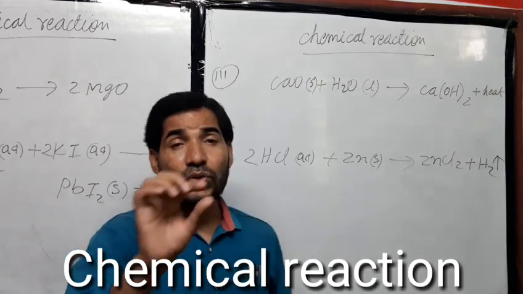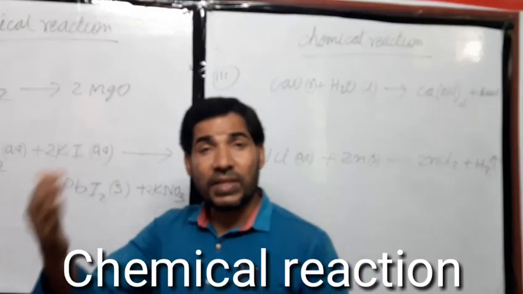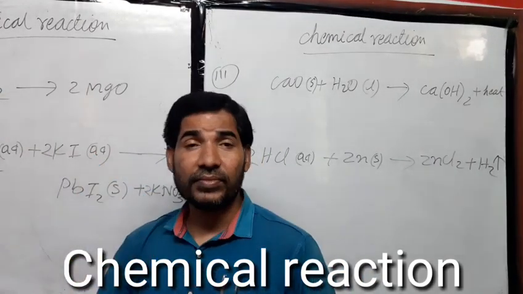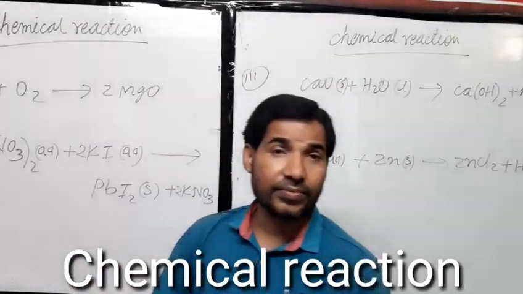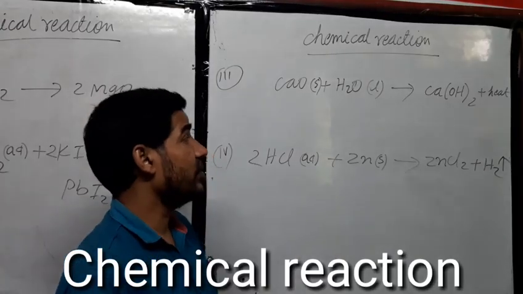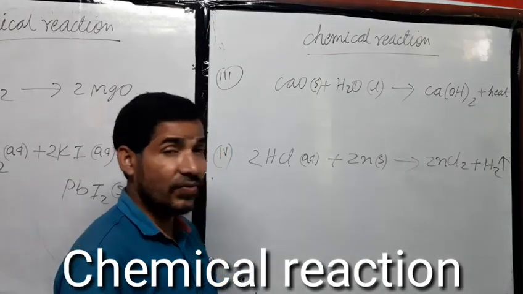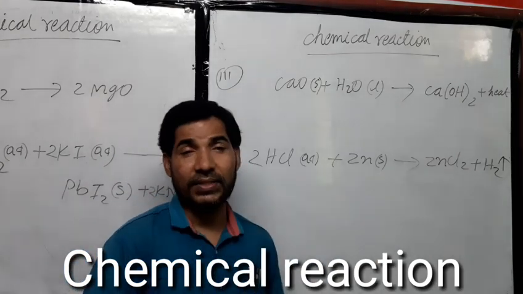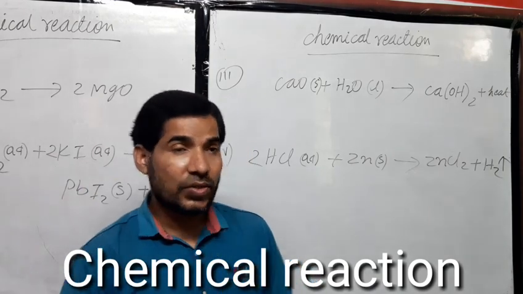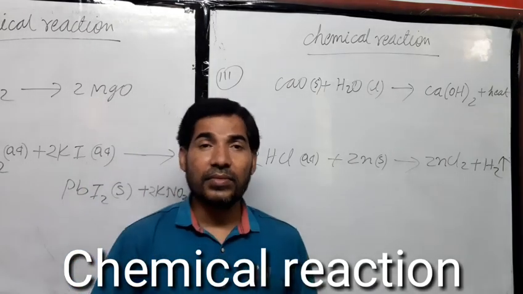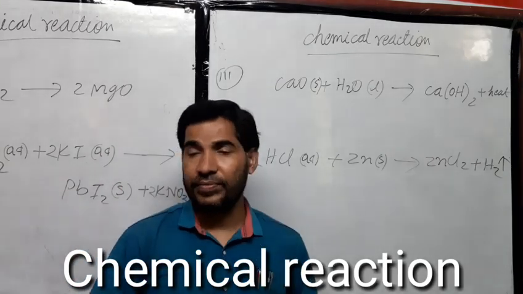We can say those reactions in which the chemical properties of a substance get changed permanently, those in which a change in color takes place, those in which a change in temperature takes place, and those in which evolution of gas takes place are called chemical reactions. So we see here that a chemical reaction can be defined in three ways.